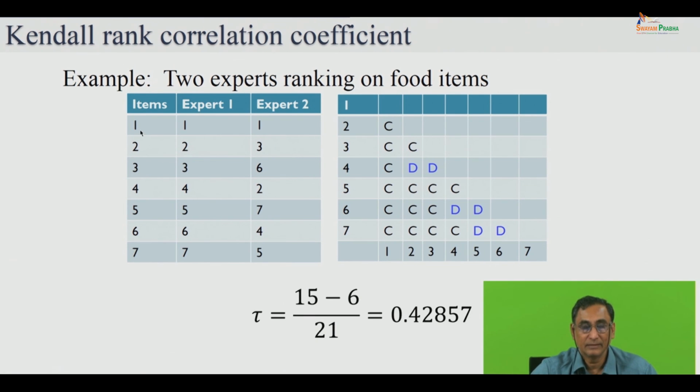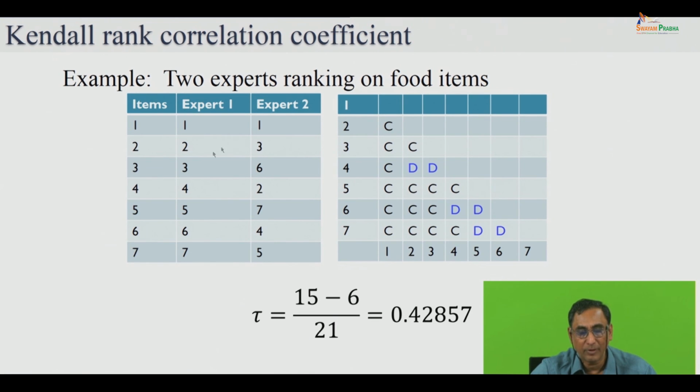For the first, expert number 1 gives it a rank of 1 and expert 2 also ranks it 1. For the second one, expert 1 ranks it 2, while expert 2 gives it a value of 3, and so on and so forth for the 7 different items. Now you compare data point 1 and data point 2. In this case, expert 1's opinion is that 2 is better than 1. Expert 2 also says 2 is better than 1. So it's a concordant pair. So 1 and 2 are concordant. That is what is indicated here.